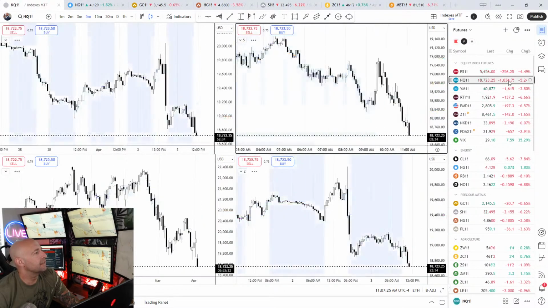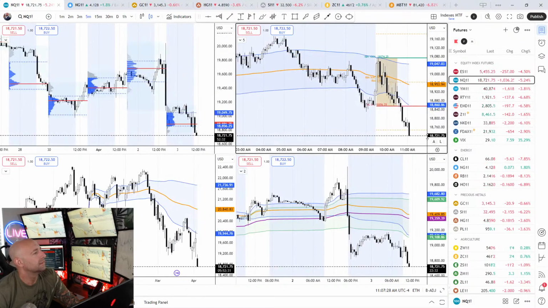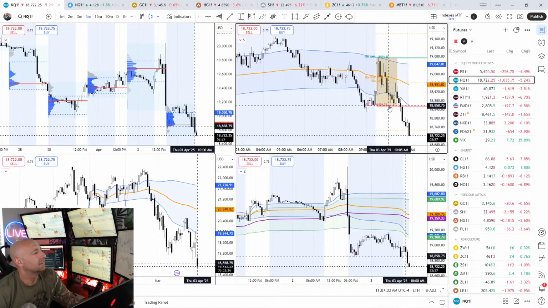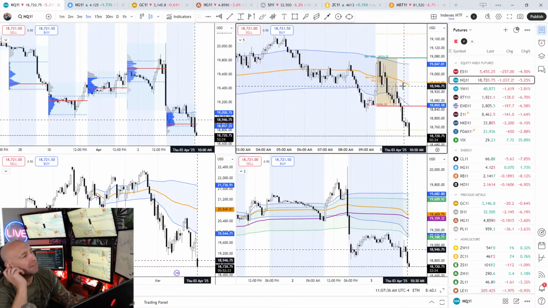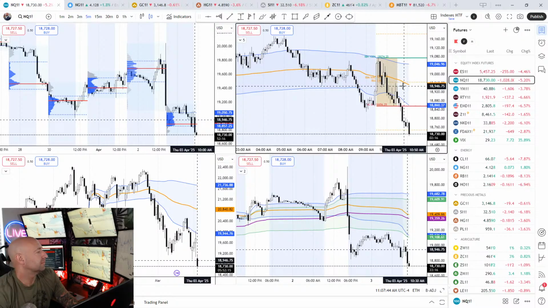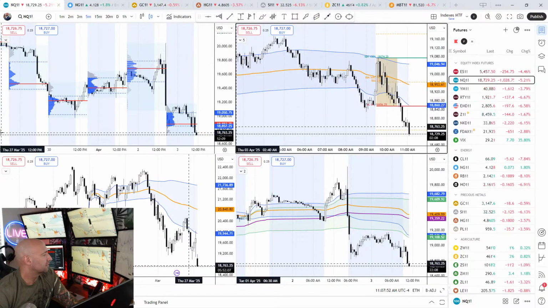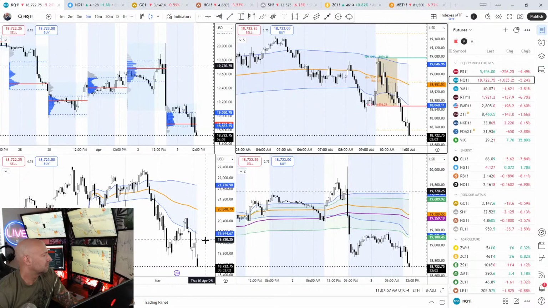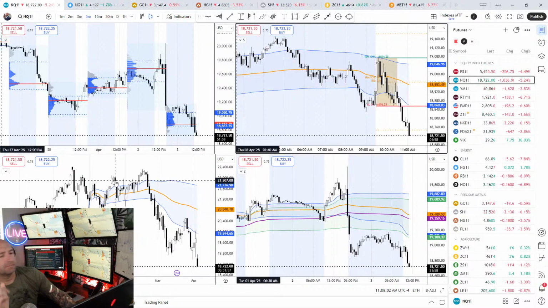The Nasdaq drops 5.8%, on track for its biggest one-day percentage drop since March of 2020. Largest one-day drop in the Nasdaq since 2020, since COVID. Crazy.